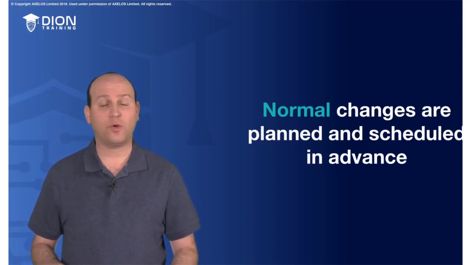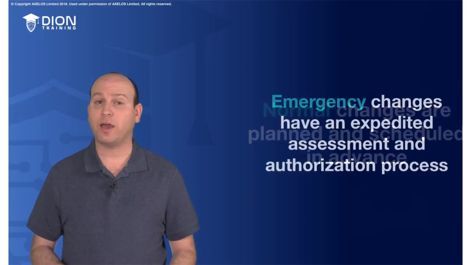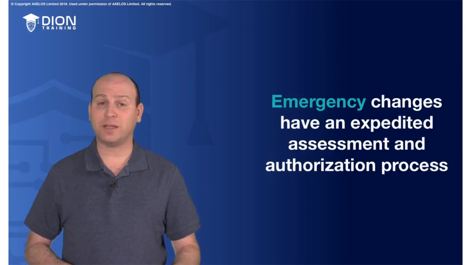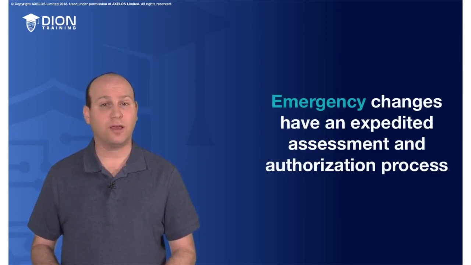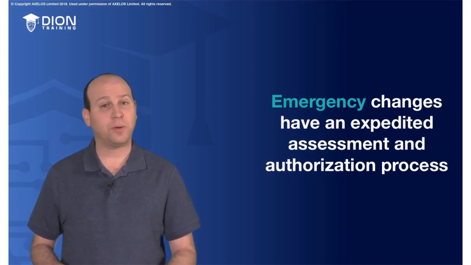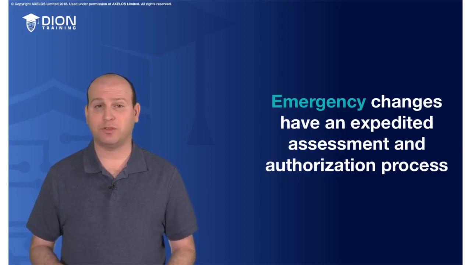Now, sometimes though, we are in a rush, and this is when things come up like an emergency, and so we have emergency changes. These are going to be expedited, and they're going to have an expedited assessment and authority process. It may be that there's a separate change authority for something that is an emergency. For example, I used to work as an IT director, and normally for a big change, I had to go up to my boss, who is the CIO. But if it was an emergency, I was the change authority, and I had permission to make those changes.